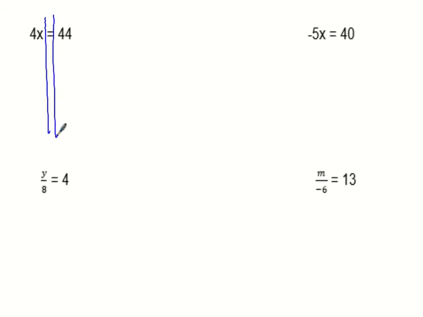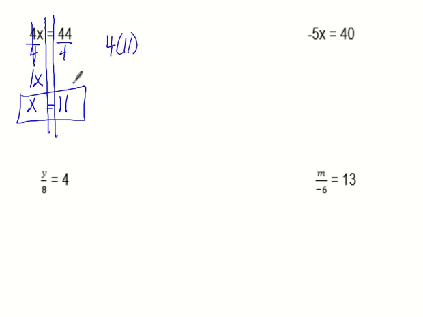4x is multiplication, right? So to undo multiplication, I'm going to divide. Remember, fraction bars are division. So I'm going to divide both sides by 4. 4 divided by 4 is a 1x. 1x is the same thing as x. 44 divided by 4 is an 11. Okay, so same type of thing. If I go back and plug it in, 4 times 11, because I plugged in an 11 for my x, should equal 44. And look at that, it does.